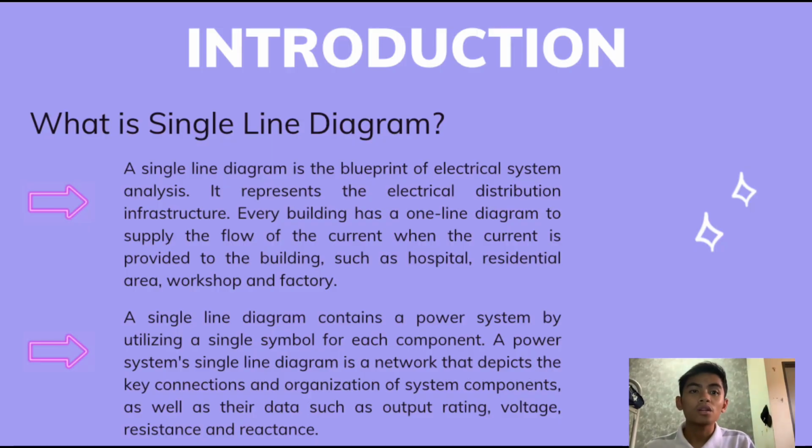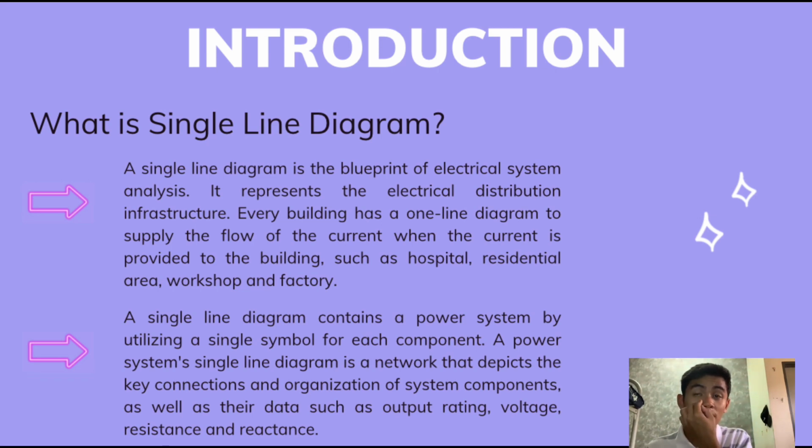Now we go to the introduction. What is a single line diagram? A single line diagram is the blueprint of electrical system analysis. It represents the electrical distribution infrastructure. Every building has a one-line diagram to show the flow of current when the current is provided to the building, such as hospital, residential area, workshop, and factory.